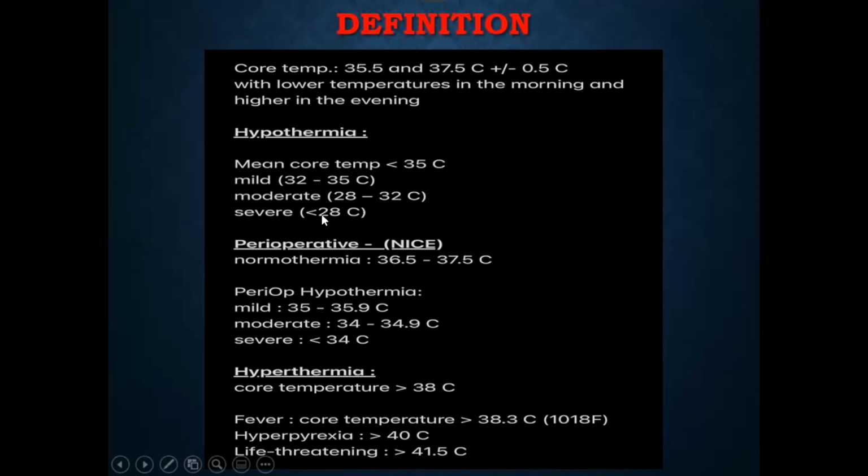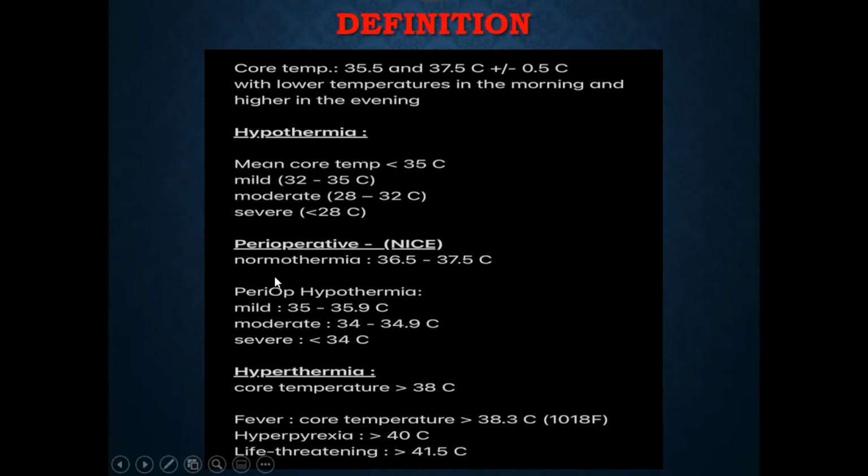Then anything less than 28 degrees is severe hypothermia in a patient who is not going for op. Let's say a patient coming with the initial phase of drowning, sea drowning or freshwater drowning. If the temperature is less than 28, we call them severe hypothermia. But in a patient who is planned for a surgery, let's say a patient is planned for an abdominoperineal resection, APR, or a patient going for major surgery, or any surgeries, in that patient, normothermia is, we want to aim for 36.5 to 37.5. See, the range is just 1 degree Celsius. Whereas the range in a normal patient's core temperature is around 2 degrees Celsius.